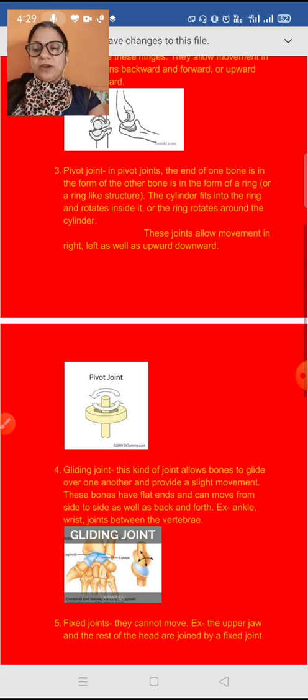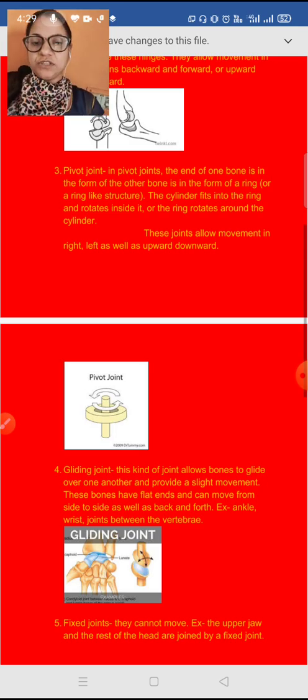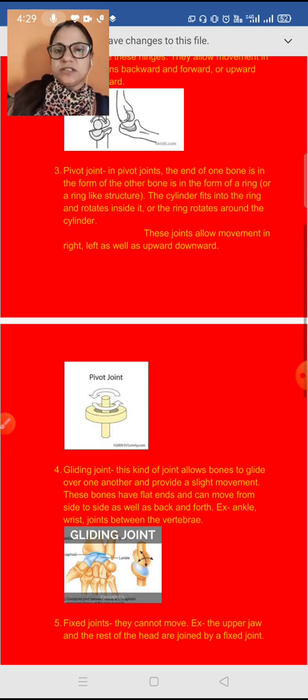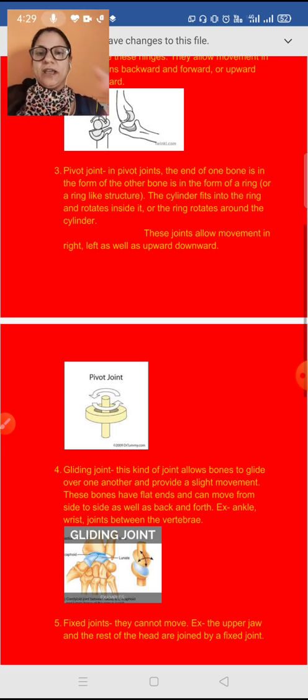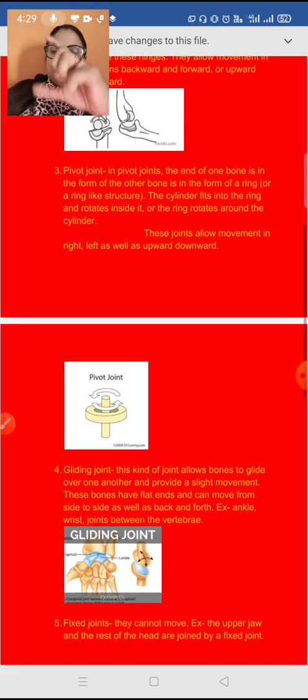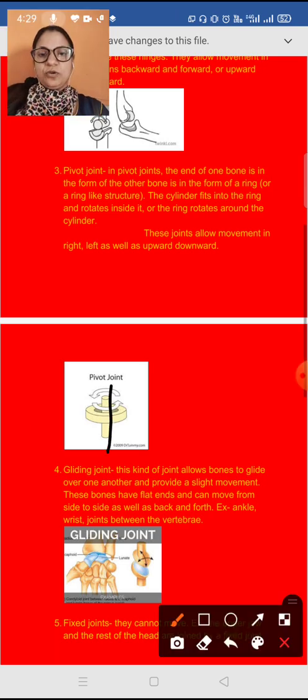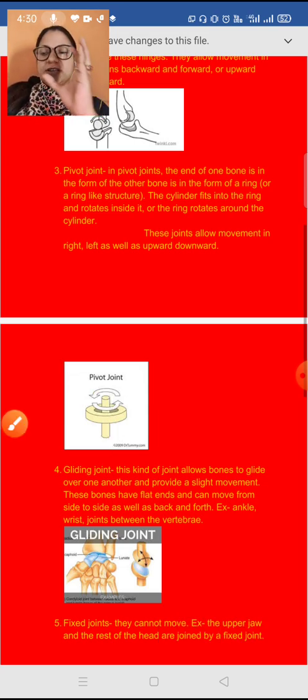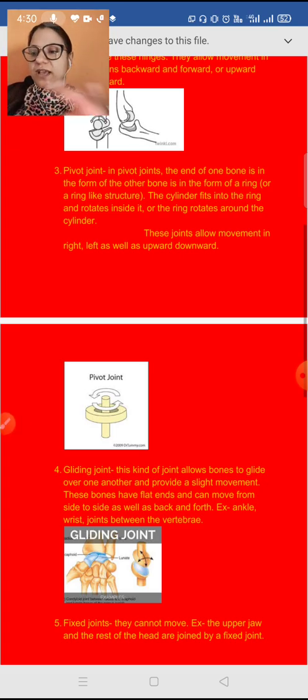In the pivot joint, the end of one bone is in the form of a cylinder, and that is fixed in the other bone forming a ring. एक ring like structure होती है जिसमें cylindrical fit होता है. The cylinder fits into the ring and rotates inside it easily. This is your pivot joint. It allows you to bend your neck right and left as well as upward and downward.